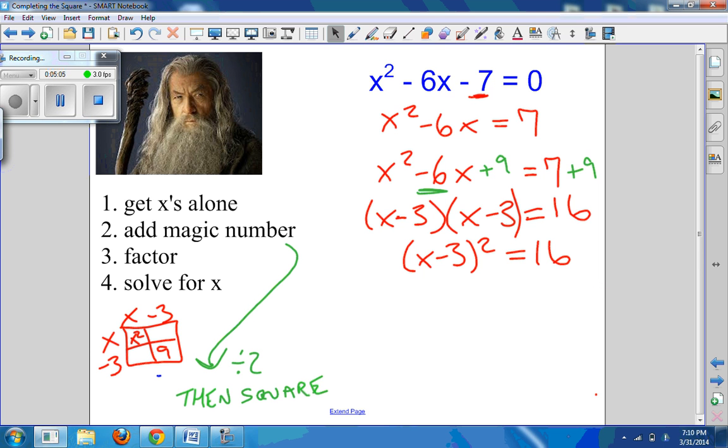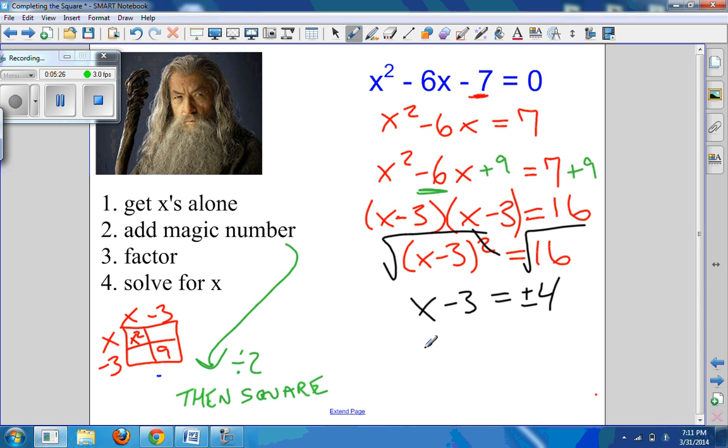And this is really easy to solve. We solved one earlier that looks like this. If I want to get x by itself, I take the square root of both sides. That cancels out, and we get x minus 3 equals the square root of 16, which is 4. But we need two answers, right? So it's plus or minus 4.